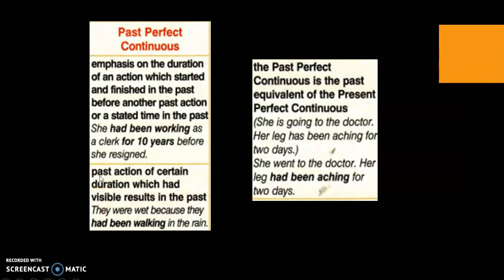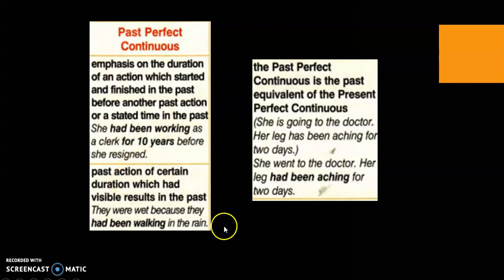Well, the past perfect continuous is similar to past perfect, but in this case it is used when we put emphasis on the duration of an action which started and finished in the past before another action or a stated time in the past. She had been working as a clerk for 10 years before she resigned.